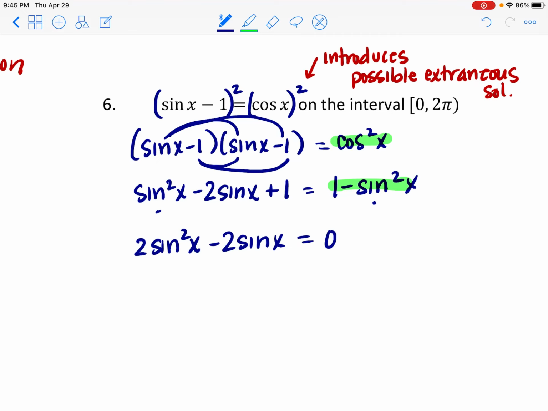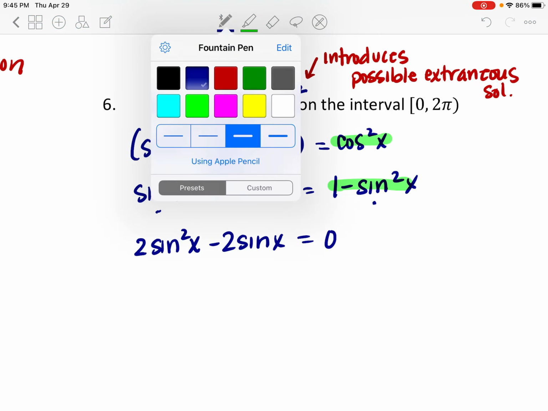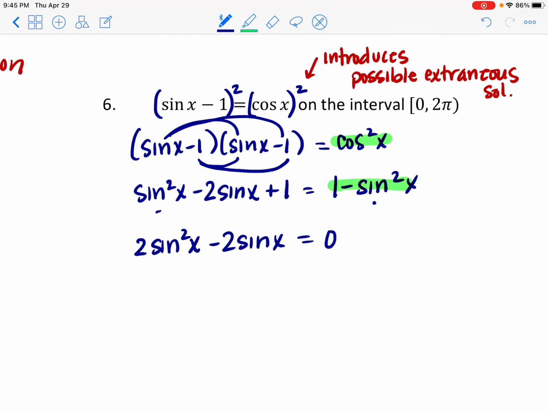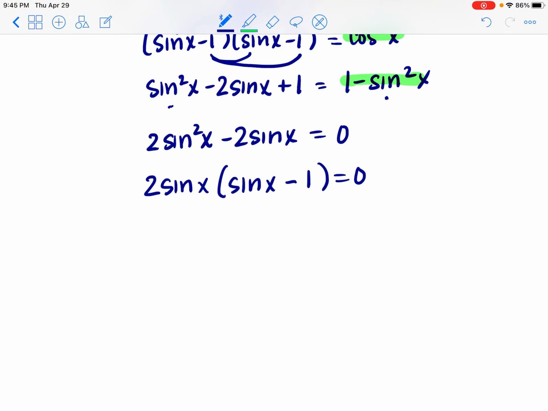All right, so this is factorable. I can take out 2 sine of x, which leaves me a sine of x minus 1. And now that it's factored, I can make each of those factors equal 0 to get our solutions. So what makes 2 sine of x equal 0? And what makes the sine of x minus 1 equal 0?